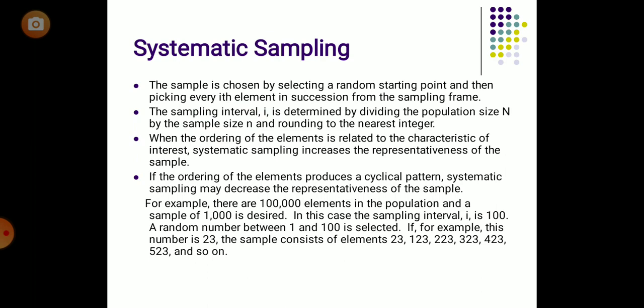Again, if we take the same example, let's say the class strength is 100, and out of that, the researcher wants to select 10 students. In this case, your capital N is 100, your small n is 10, so your interval is 10, right? So the first step in systematic sampling is that we need to decide the interval. After that, from 1 to 10, the researcher will randomly select any number.